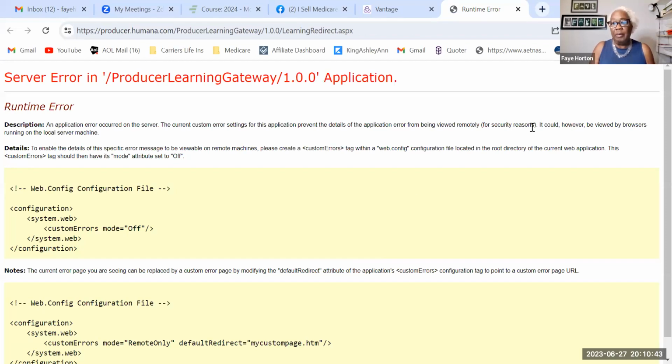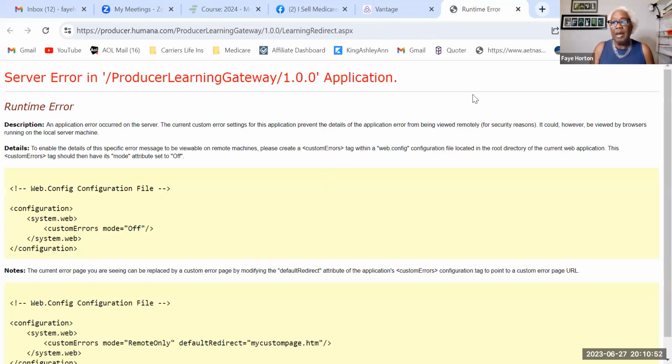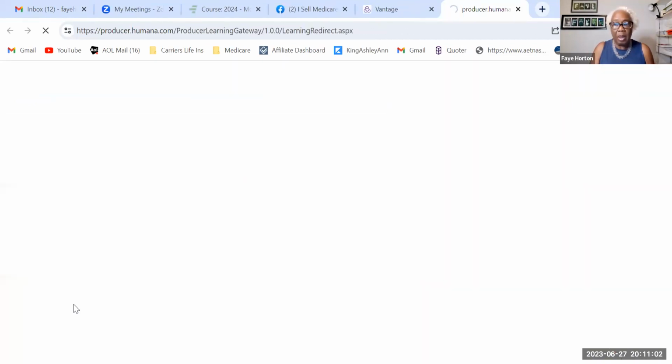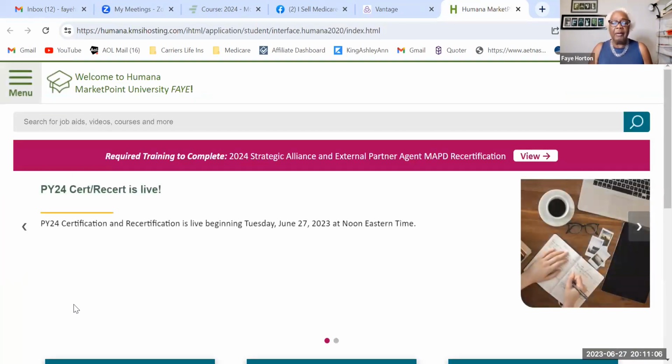Oh, and there's an error. Let me click that again and see if it comes up. Nope, I have a runtime error and I don't know why. Okay, now it's up. So then your screen is going to look like this.